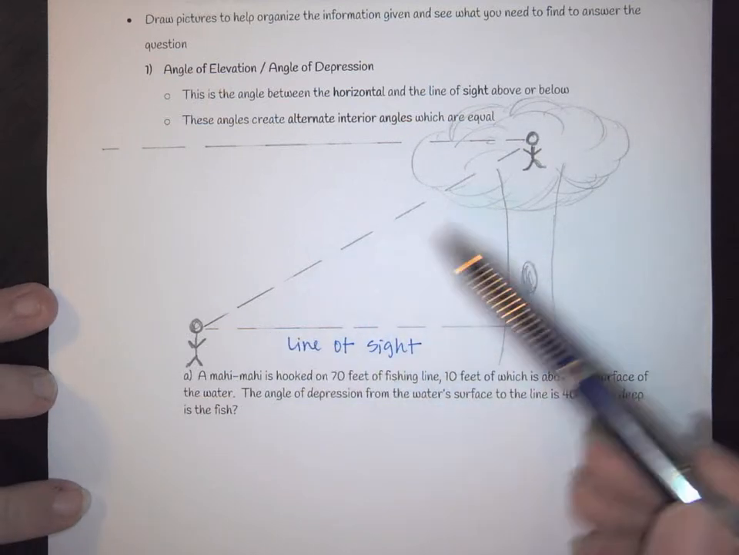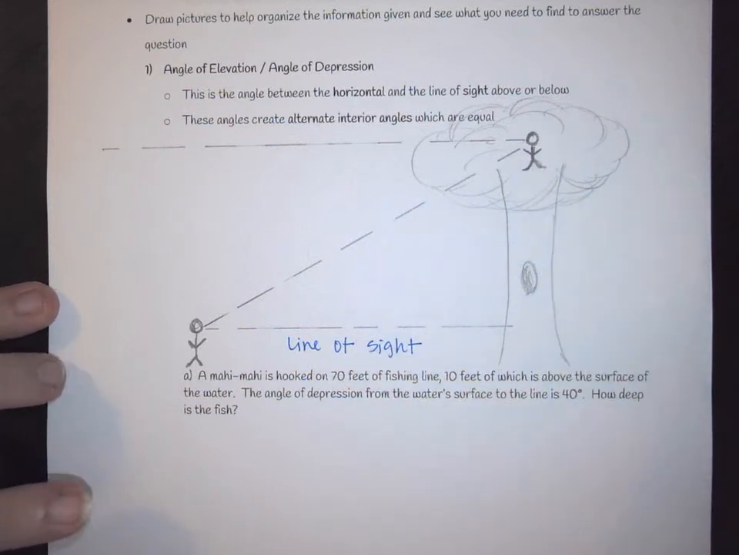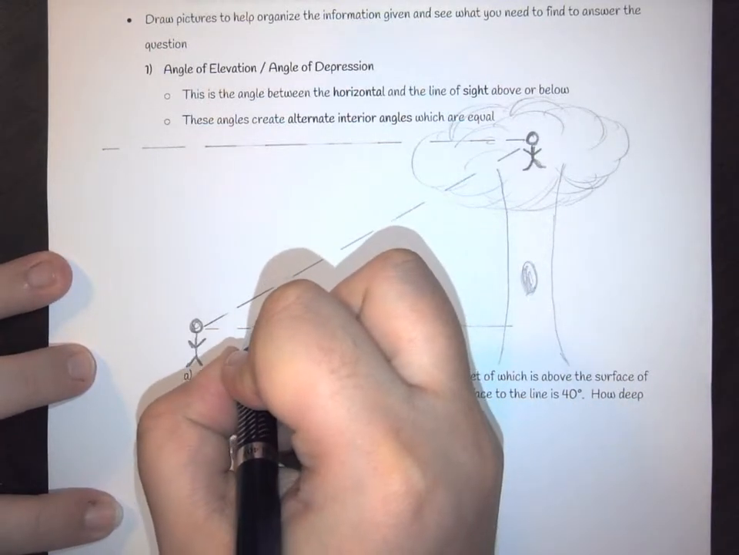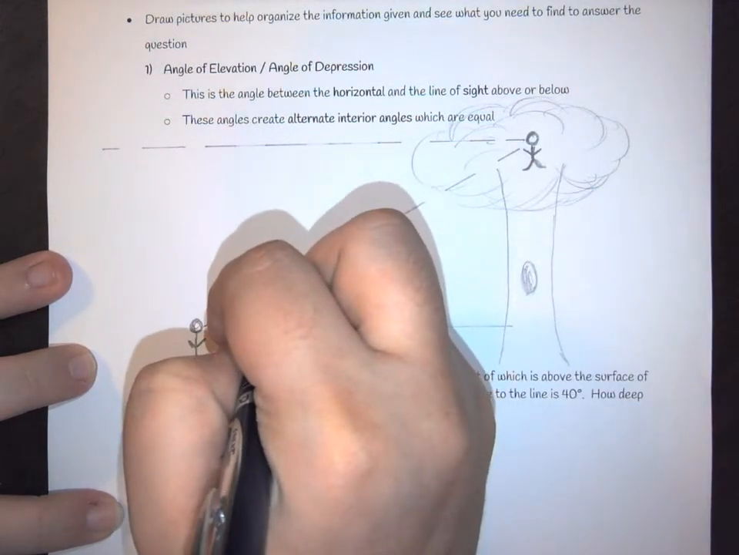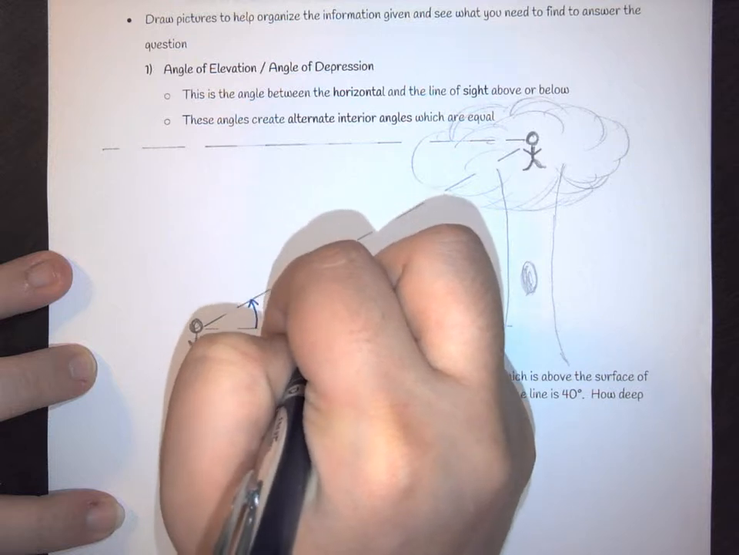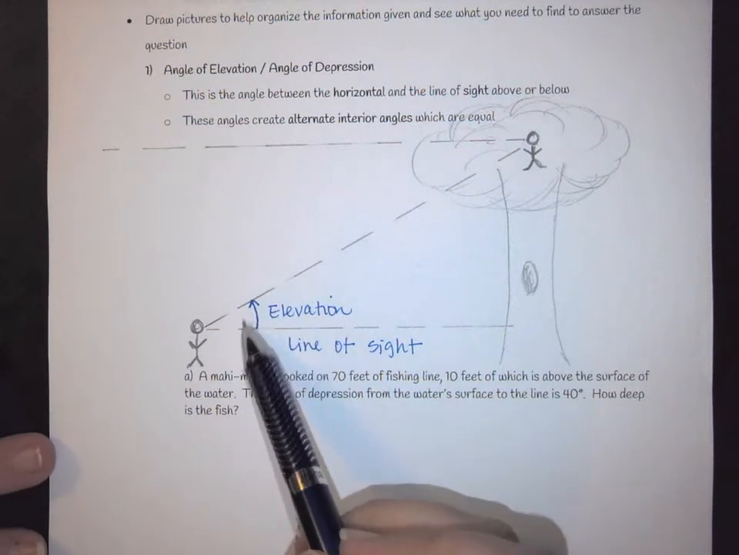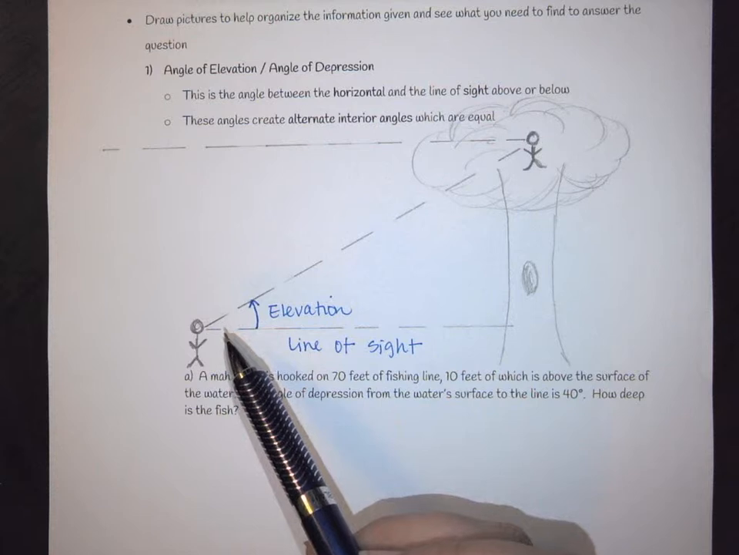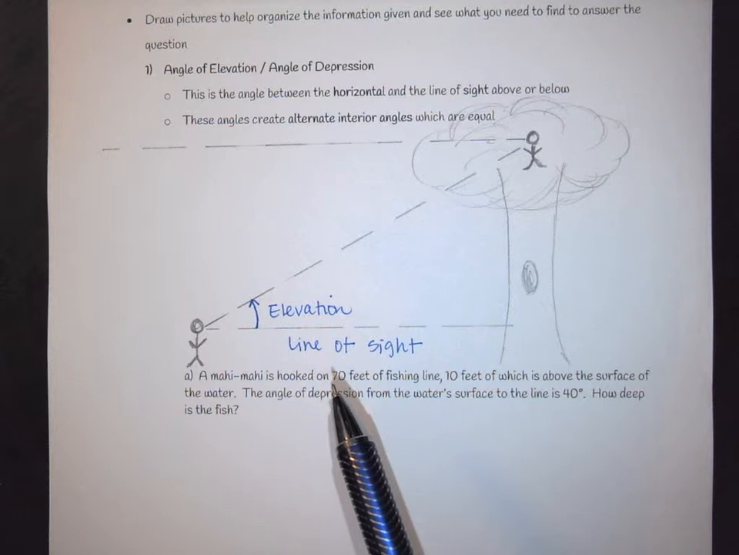So in this case, for me to look up at my son who's in the top of the tree, I am raising my head up, so you can think of it as a positive motion. My line of sight is moving in an upward direction, and we call this elevation. So if I wanted to know the angle of elevation, I would be looking at my angle. In other words, what was the angle difference from looking at my line of sight up to looking at my son? How far up did I have to go?